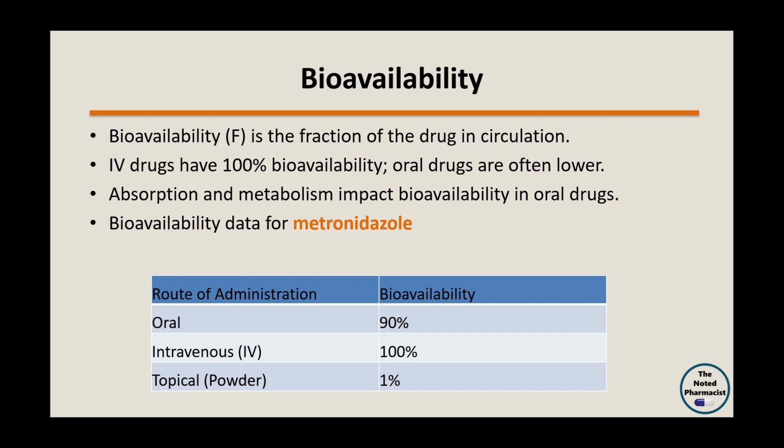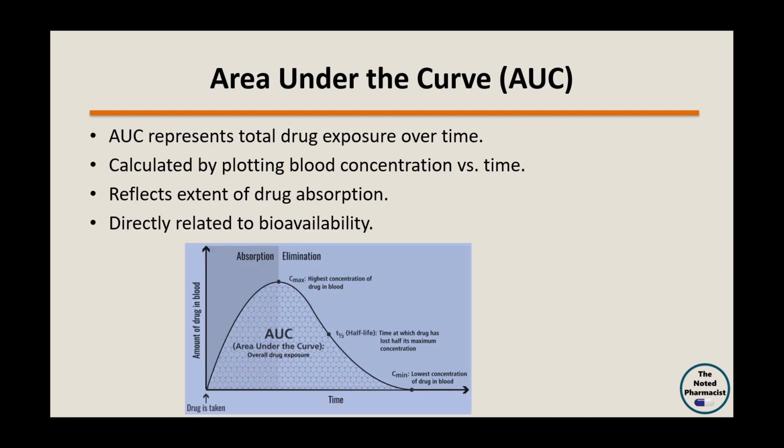Let's look at area under the curve, AUC. The area under the curve, AUC, represents the total drug exposure over time, calculated by plotting drug concentration in the blood versus time. AUC reflects the extent of drug absorption and is directly related to bioavailability, the fraction of an administered dose reaching systemic circulation.